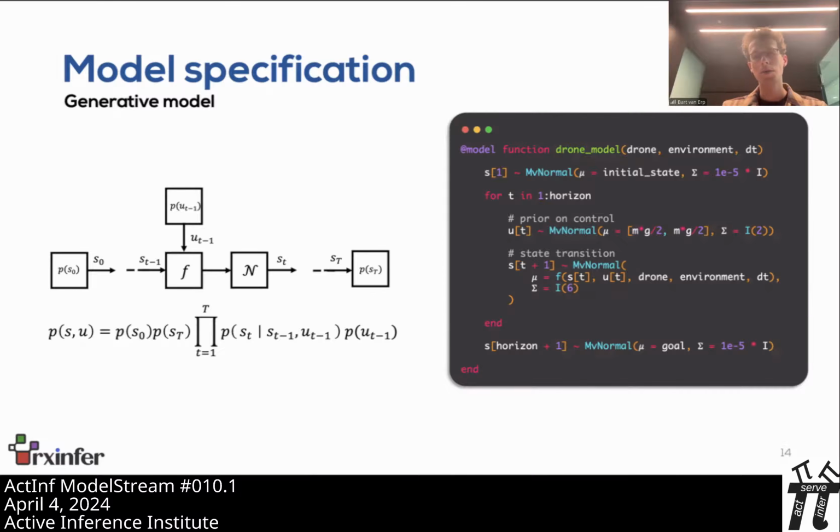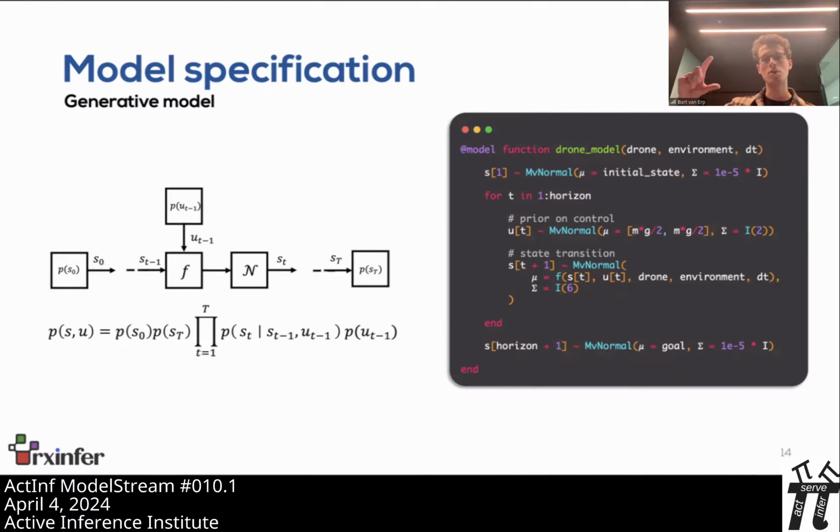We're going to define this variable S1. S1 in this case refers to the first state, but Julia indexes with 1, so that's why it's not S0 but S1 instead. And S1, which encodes our starting position, we're going to encode with a multivariate normal distribution, whose mean is given by some initial state that we provide to the function, and whose covariance matrix we assume to be very narrow, because we assume that we know the position of the drone at the initial time step.